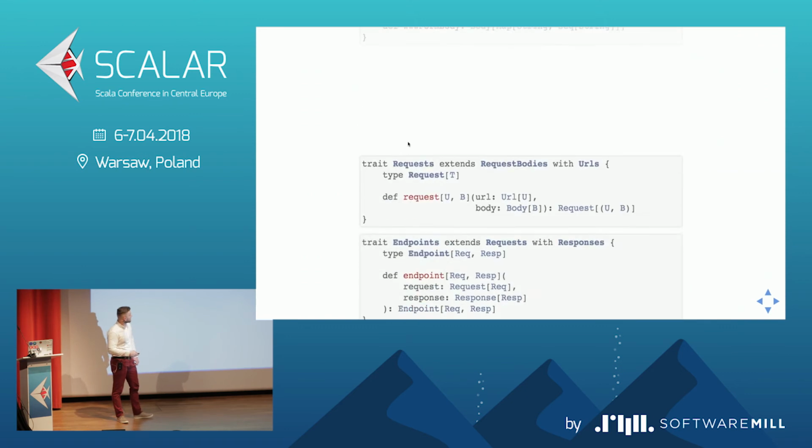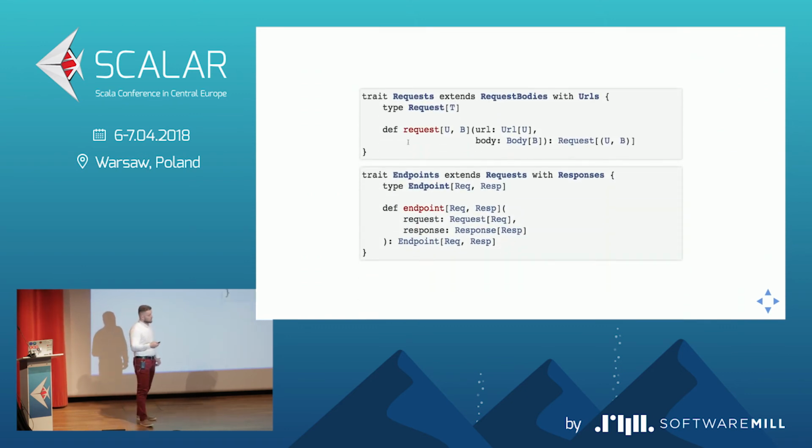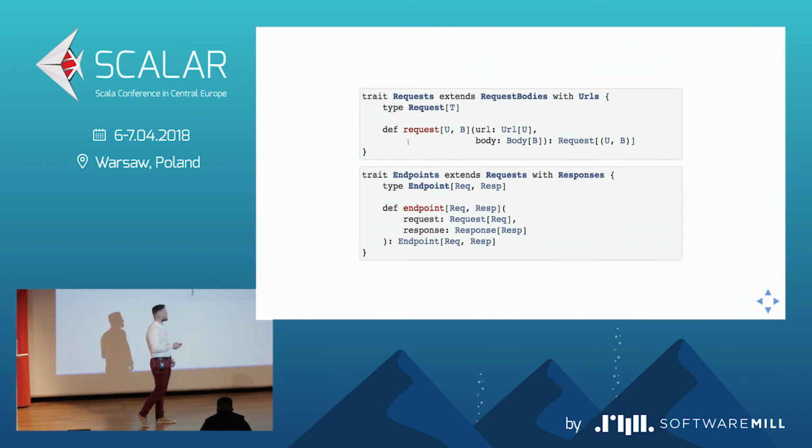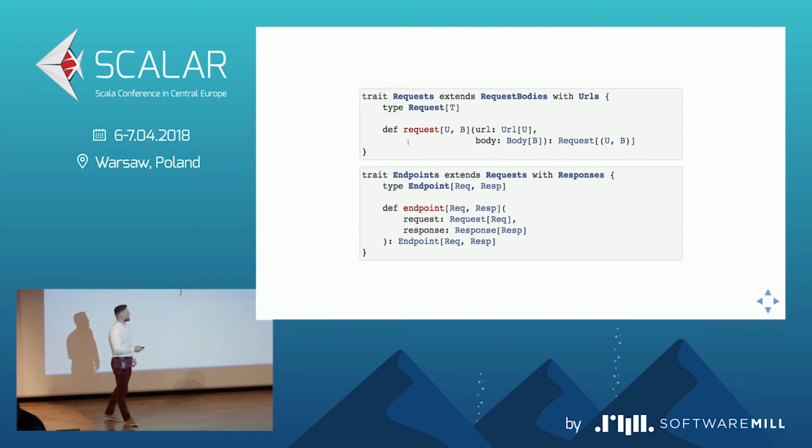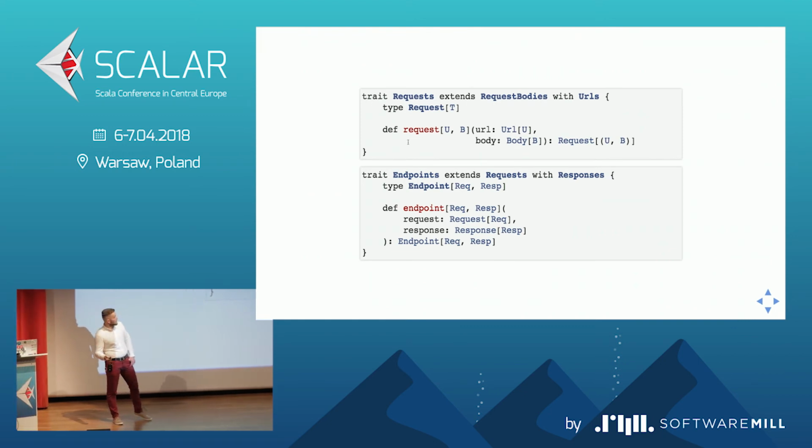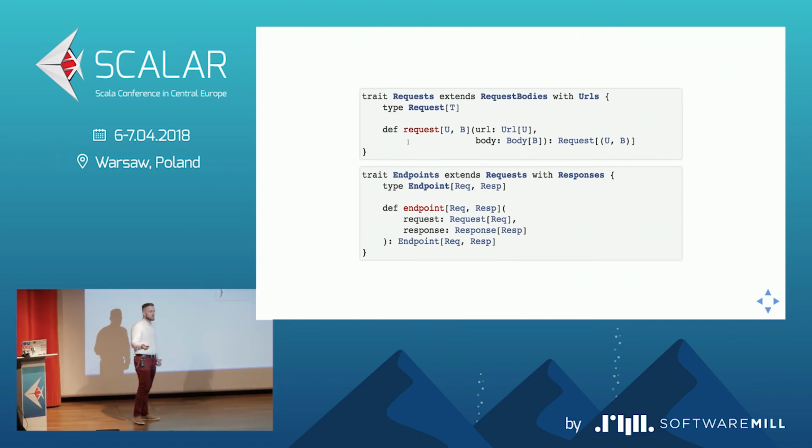Let's see a few more examples. We want to model requests. And to do that, we say requests consist of request bodies and URLs. And there is something called request. It carries type information T. And there is a method to create a request as long as you can give us a URL with type information U and the body with type information B. And when you call it, you will just get a request that carries type information U and B. It's a little more convoluted in practice, but that's the basic idea.